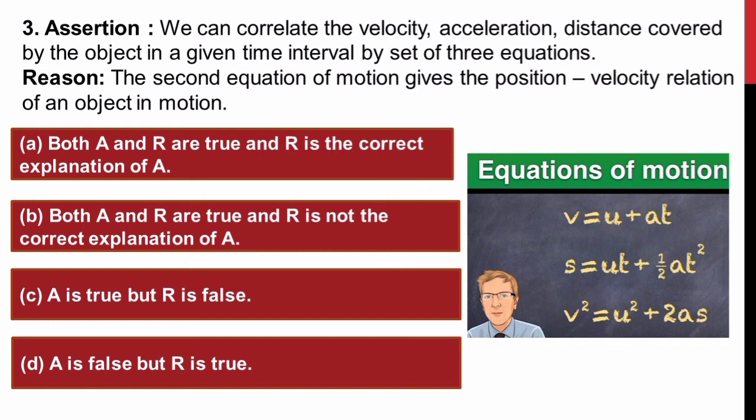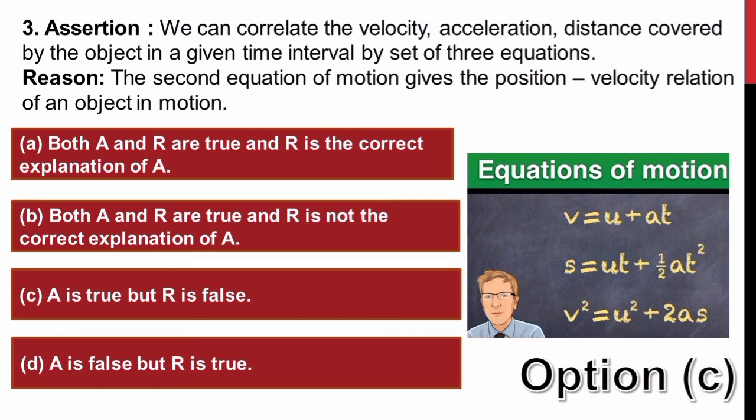Hence, the assertion is true. What about the reason? The second equation of motion actually gives the position-time relation. So the reason is false here. Hence, your option for this question will be option C, A is true, but R is false.